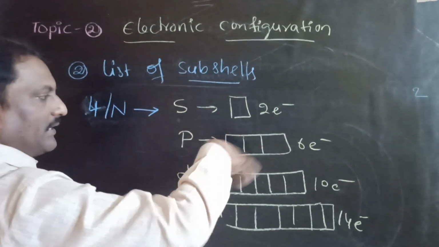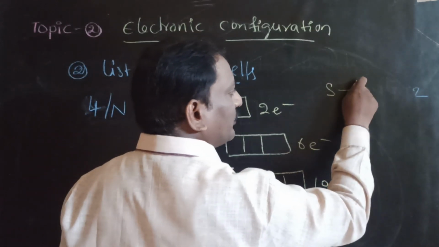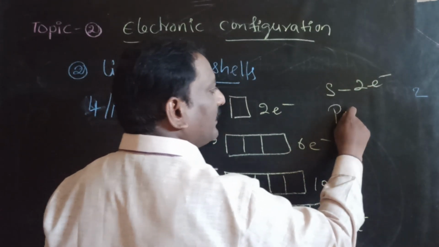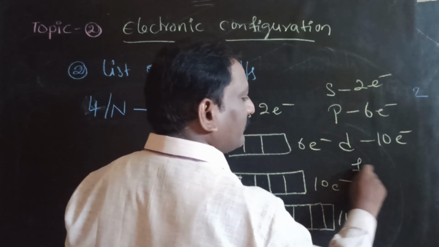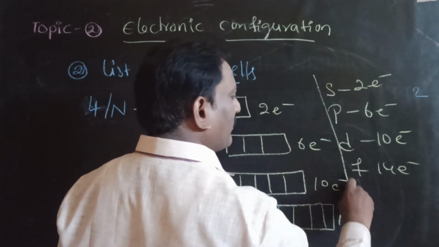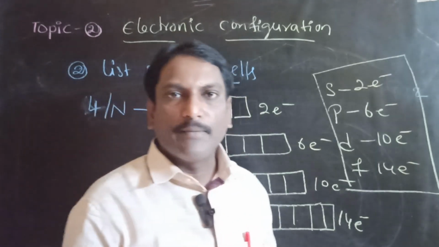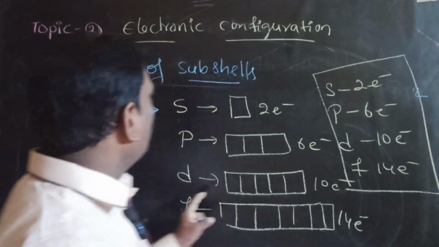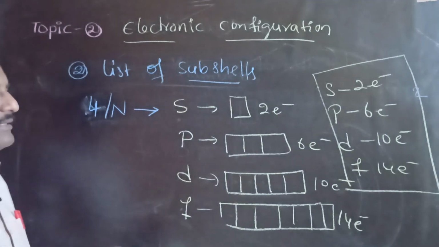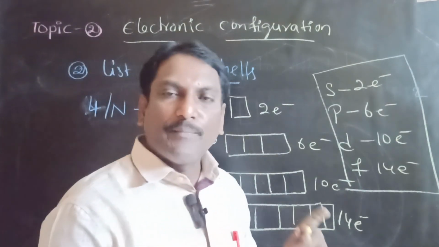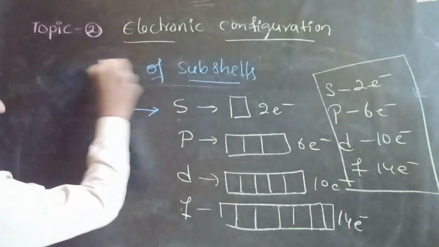But if it is difficult to remember, just remember one thing: in case of S, we need to fill 2 electrons. In case of P, we need to fill 6 electrons. In case of D, we need to fill 10 electrons. In case of F, we need to fill 14 electrons. Please remember this one. Okay, this is point number 2. Point number 1, atomic number. Point number 2, list of subshells. Now let us move on to the third point, order of orbitals. Order of orbitals, or you can say order of subshells, right?